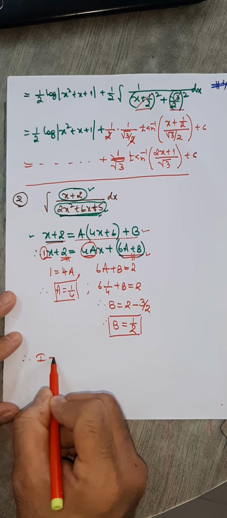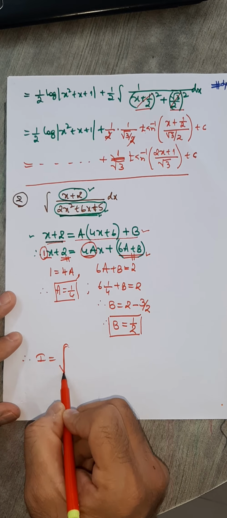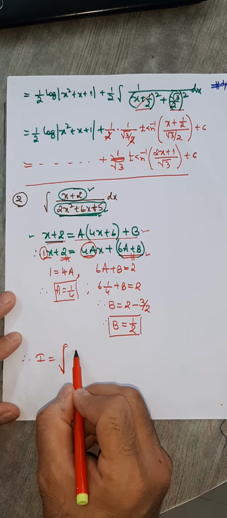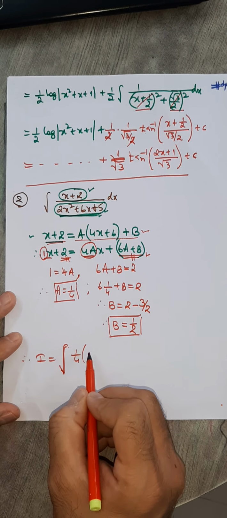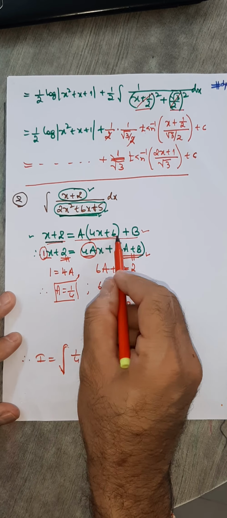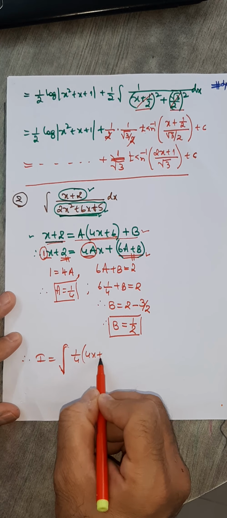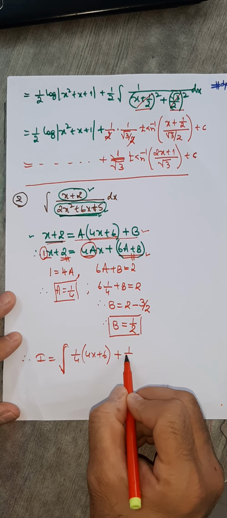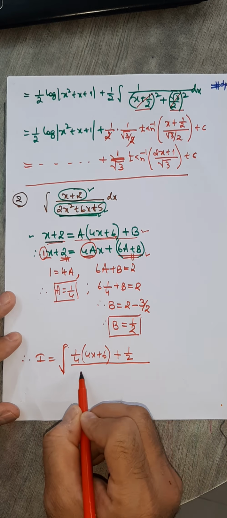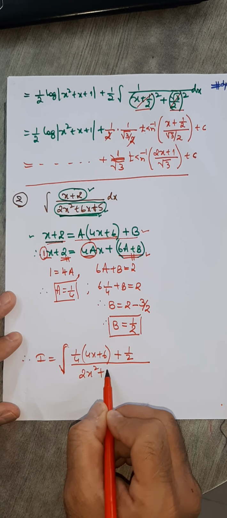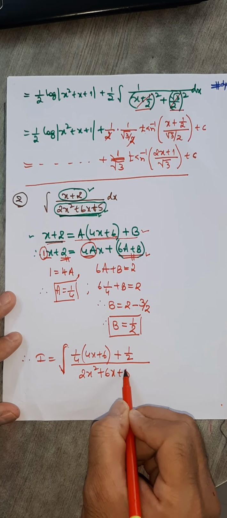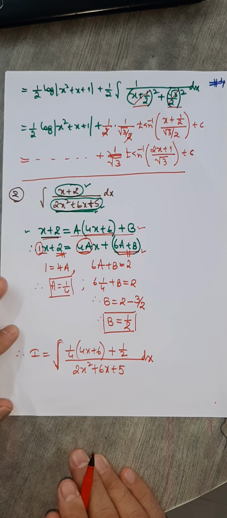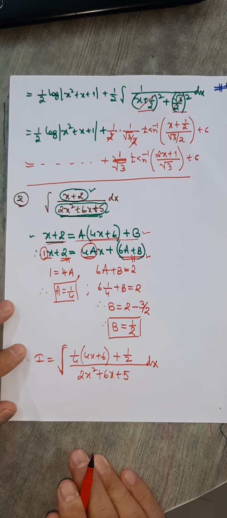So I come to the given integral. What is x plus 2? That is a, which is 1 by 4, into the derivative 4x plus 6, plus b, which is half, upon the quadratic expression. This way you can do it, or you can do trial and error directly also, remember. This is step number 1: set the derivative.